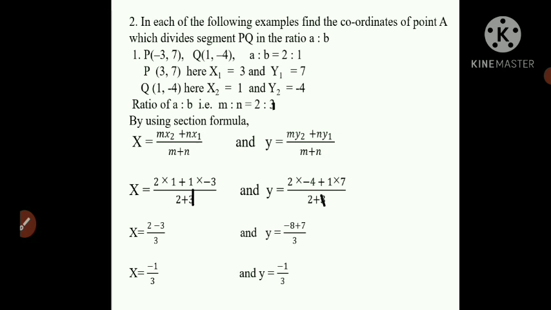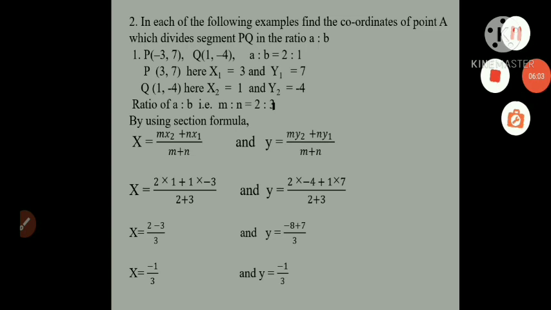When you see the solution part, the first line P and Q is written correct. Ratio of A is to B is written correct, 2 is to 1. Here the value of x1 is minus 3, not 3, it is minus 3, and y1 is correct, 7. Again Q is 1 comma minus 4, which is correct, that is x2 is 1 and y2 is minus 4. The ratio of A is to B, that is m is to n, is 2 is to 1. It's not 2 is to 3, it's 2 is to 1.